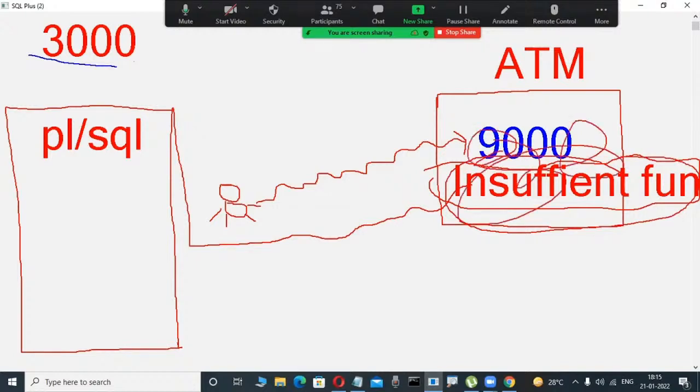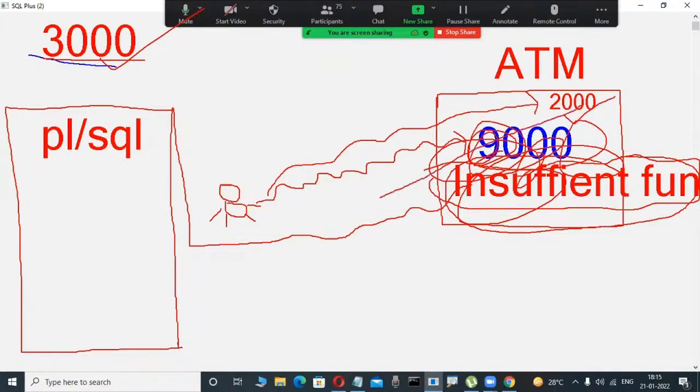Again, another scenario. For example, my balance here is 3,000. Suppose I insert an ATM card and try to withdraw 2,000 rupees. Is it possible? Yes, because my balance is 3,000. Here 2,000 is less than 3,000, so the withdrawal is possible. We can withdraw 2,000 in this example.